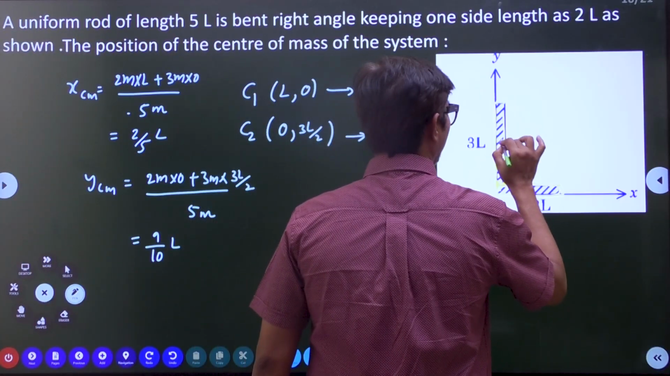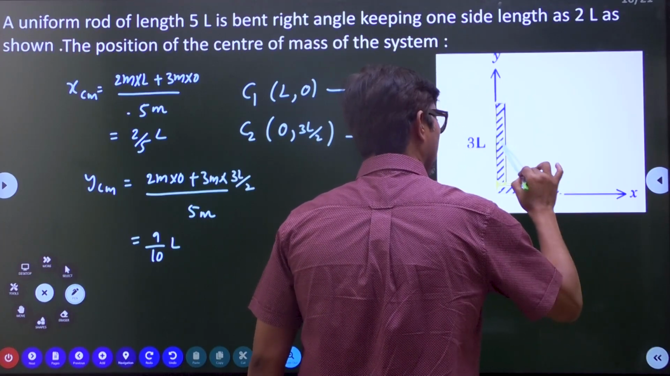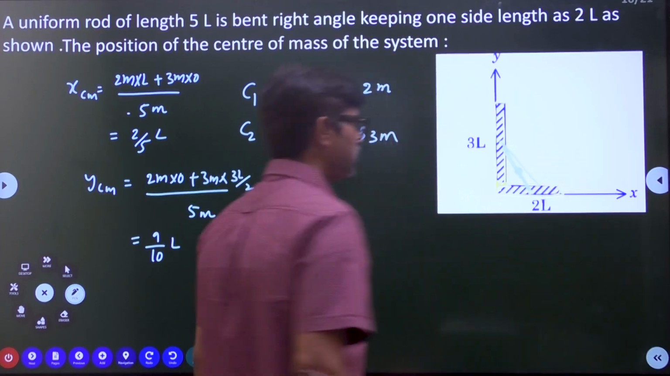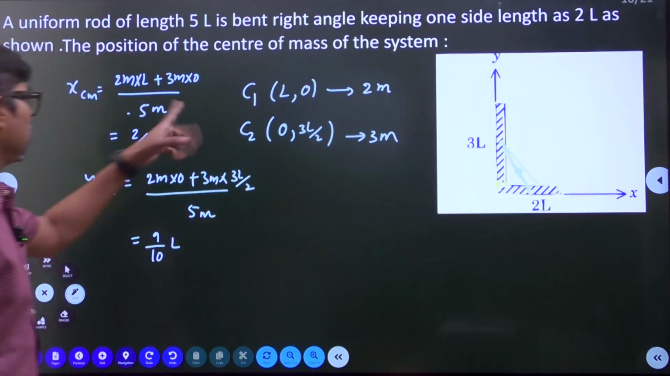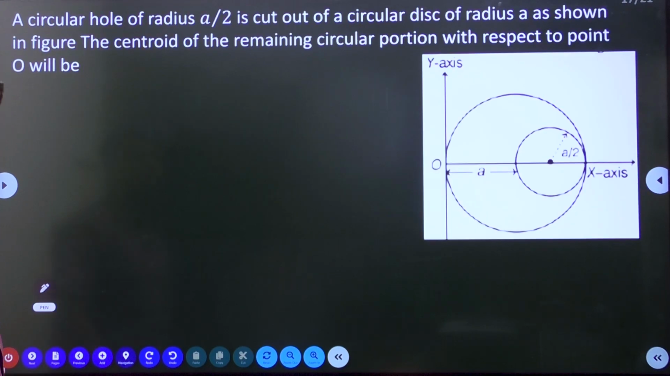So the center of mass will be on this line. You just join these two together. Somewhere here you're going to have the center of mass on the line joining. But anyway, those are the coordinates you have. It's very simple, straightforward. Okay, then let's go on.